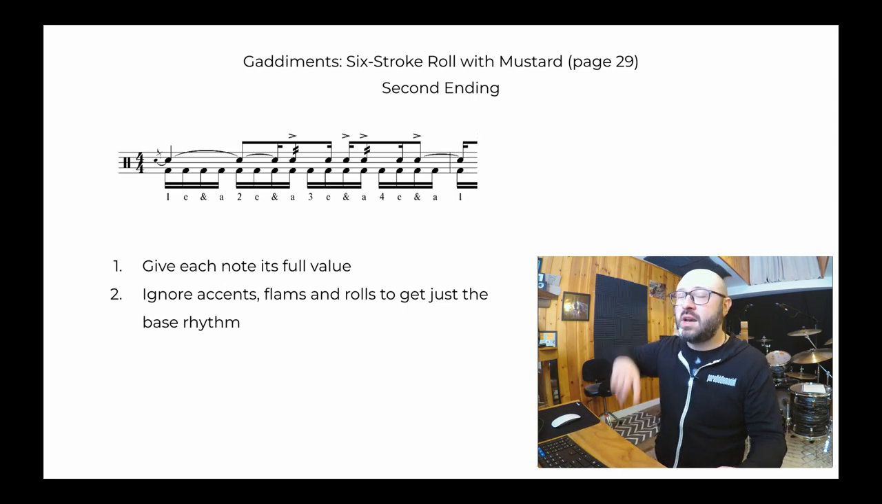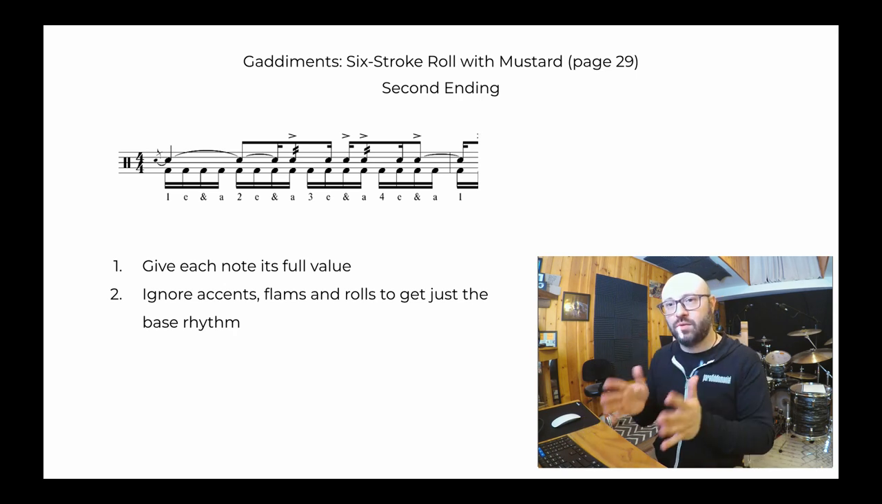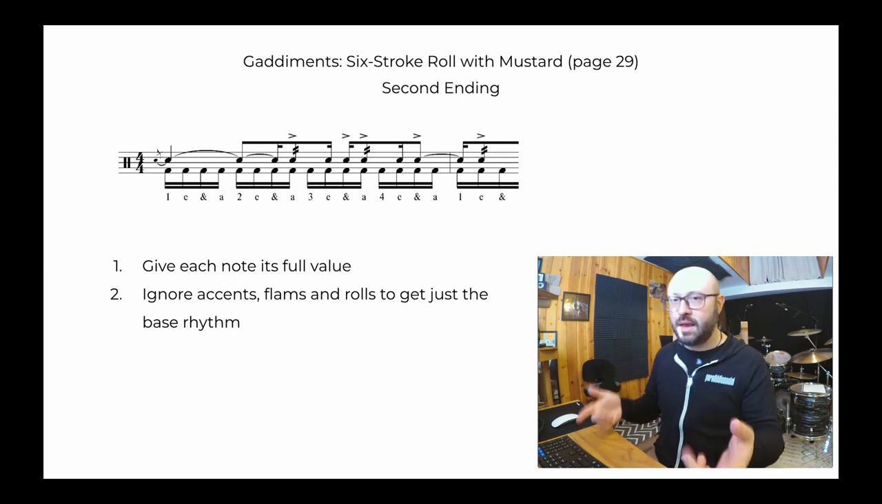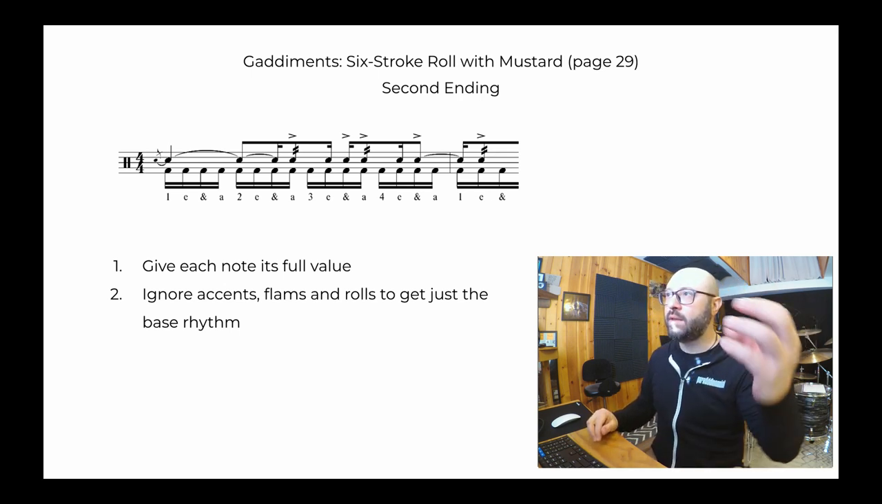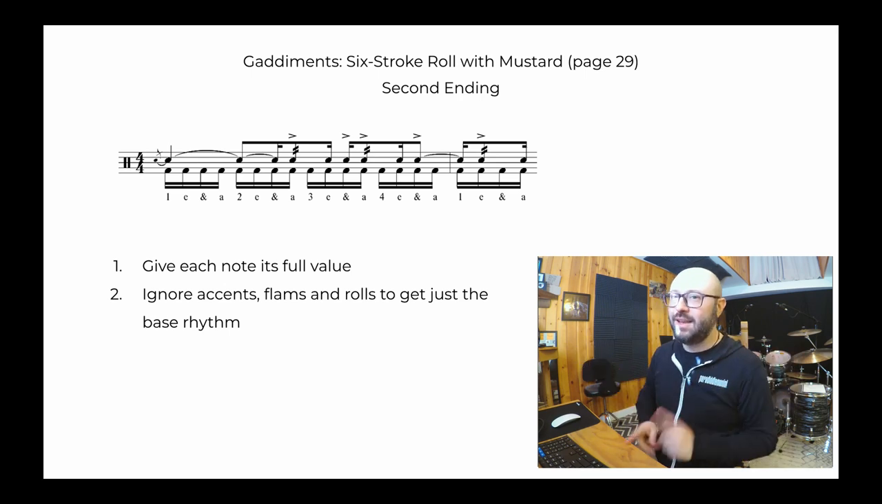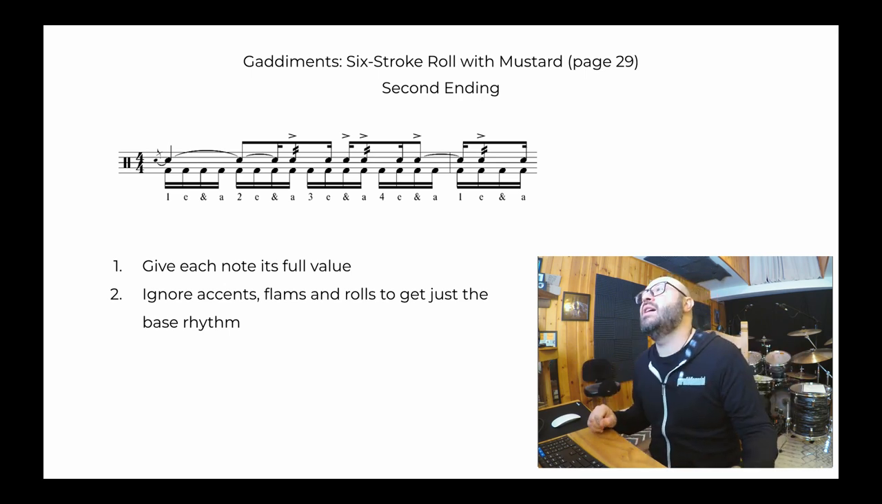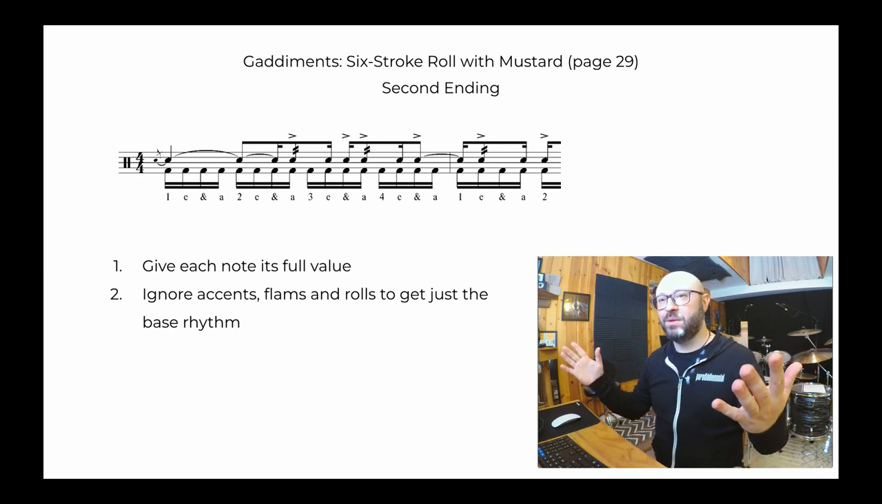The and of four is tied to one, so we don't play on one, but there's a 16th note on one to account for that shorter duration. That means we play again on the E of one with an eighth note. So we're rolling through E and and, E and and, we stop on the E and, okay? Stop on the and.